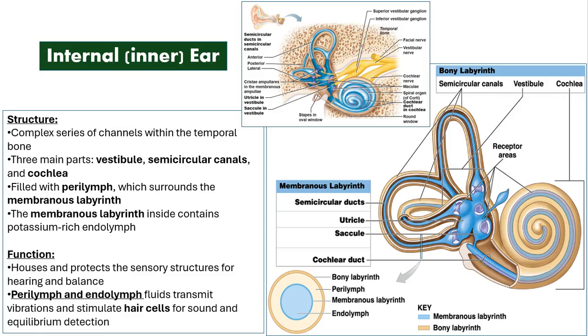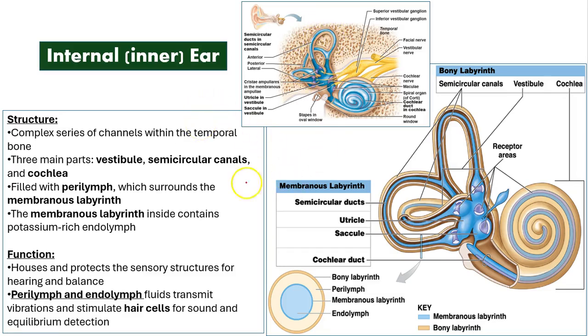The inner ear is always called a labyrinth. And so there's two parts to the labyrinth. There's going to be the bony labyrinth portion and then the membranous labyrinth portion. So the bony labyrinth portion is going to be the semicircular canals, the vestibule, and the cochlea, which is going to be the spiral portion of the inner ear. You can also see here the cochlea. You're going to see the vestibule and, of course, the semicircular canals as well.